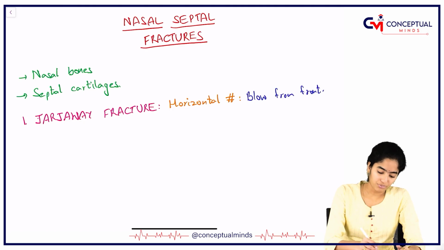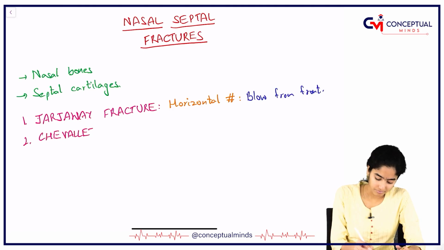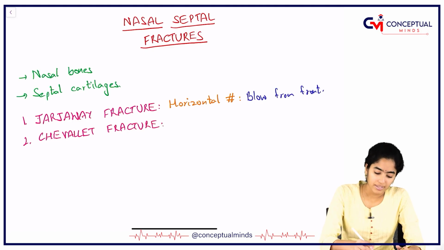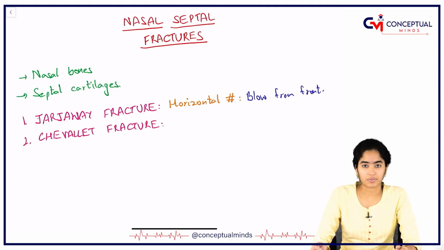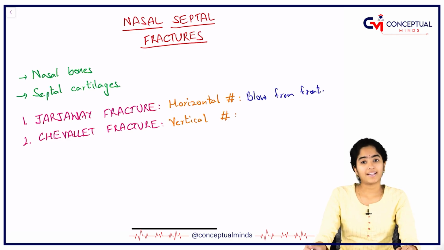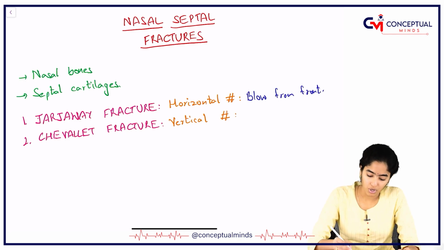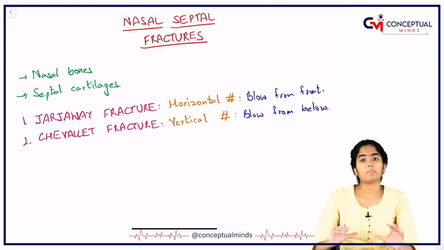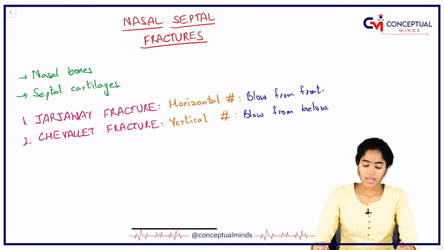The second type of fracture is Chevallet fracture. And what you must remember about Chevallet fracture is that it is a vertical fracture. Chevallet is a vertical fracture. And how does this occur? It occurs due to a blow from below. This is the basic distinction that you must always remember. Now I shall show you pictures so that you can understand better.